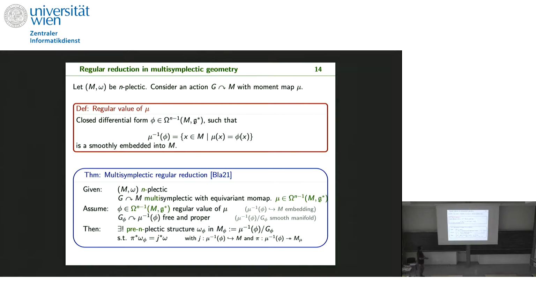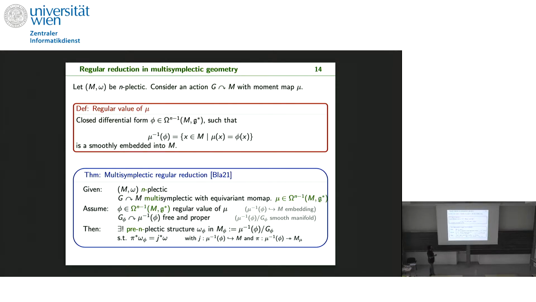And the theorem, admitting this definition, the theorem of multisymplectic regular reduction that has been given by Casey Blacker in a paper that appeared one year ago, takes a similar structure to the symplectic one with several modifications. So the data now is that omega is multisymplectic, the action is multisymplectic, and is given an equivariant moment map, something defined in the previous slide.